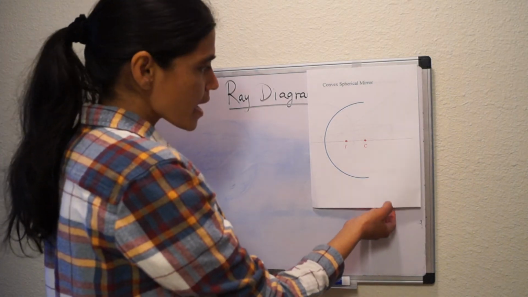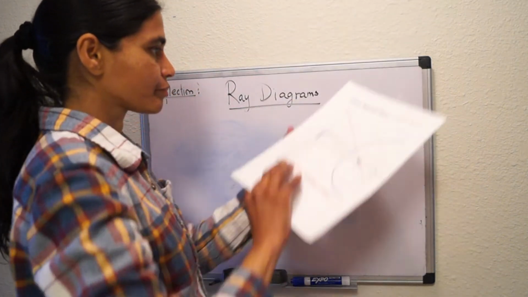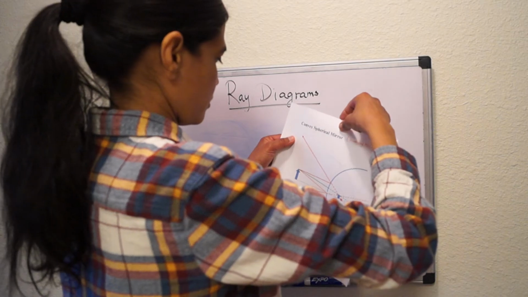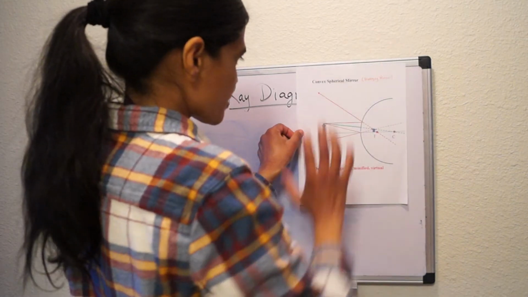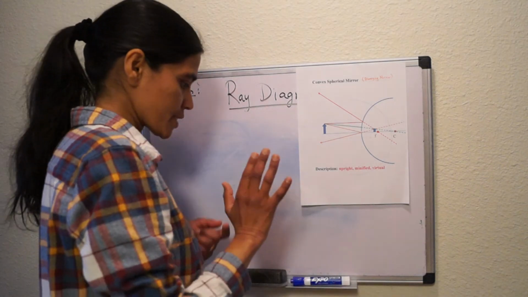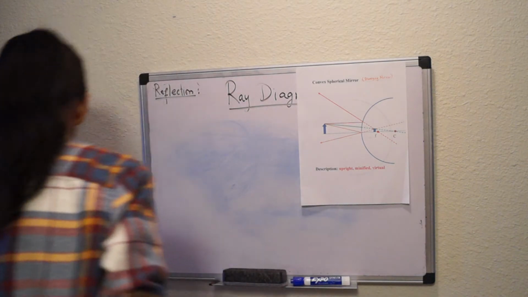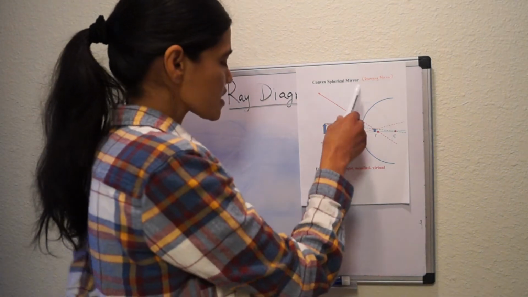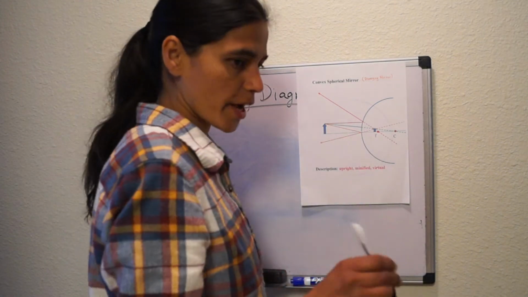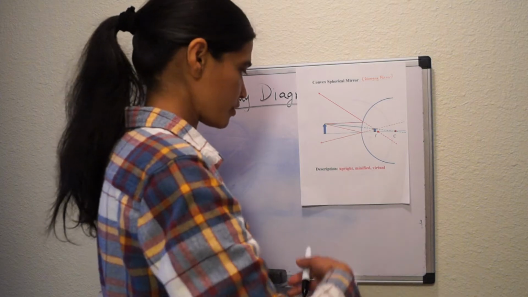Okay, so now here is the convex spherical mirror. I want you guys to draw this, but first look at this, and then you can draw it. Convex spherical mirror, same diagram you had; you can use the same one or draw another one.